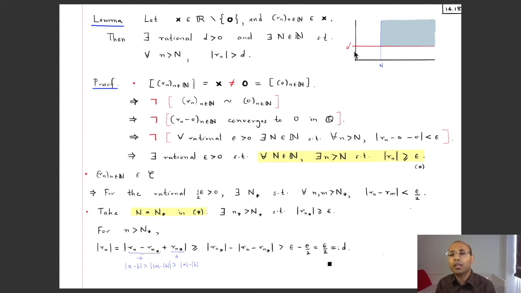So pictorially this means the following. Here is the positive rational number d, and here is the index capital N, and then all the terms of the sequence beyond this N, they lie in this shaded portion. So they are away from 0 through a distance of d. Okay, so let's prove this.